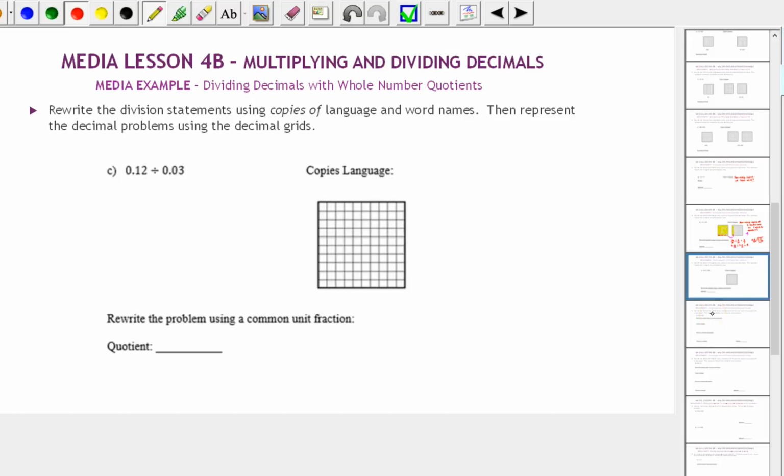And then looking at the next one, we have 12 hundredths and 3 hundredths. So if we have 12 hundredths, our copies language would be how many copies of 3 hundredths are in 12 hundredths. Our unit is a small hundredth square, and you're just going to count every 3. There's 1 copy, 2, 3, 4 copies. And again, doing these with the same numbers and varying decimal places helps them see the patterns.